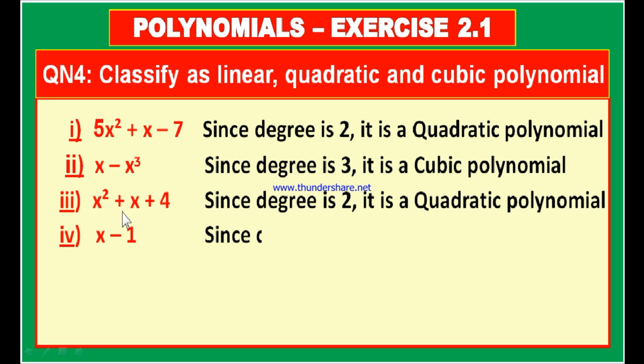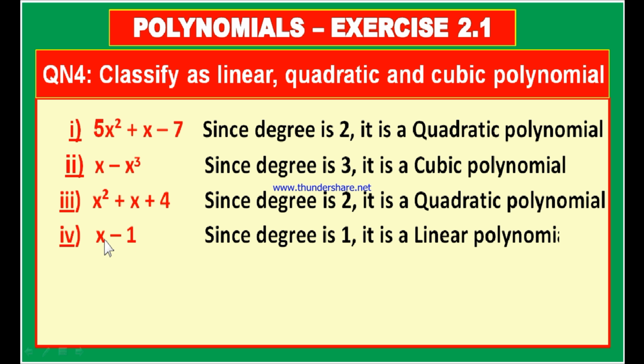Now fourth bit, x minus 1. Just two terms. x is the first term and minus 1 is the second term. x means x power 1. Therefore, the exponent of the first term is 1, and the second term is minus 1 into x power 0, so the exponent is 0. Among 1 and 0, the highest exponent is 1. Since the highest exponent is 1, it is the degree. Therefore, the degree of the polynomial is 1. Since the degree is 1, it is a first degree polynomial, which is called a linear polynomial.